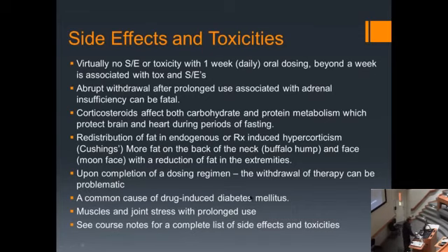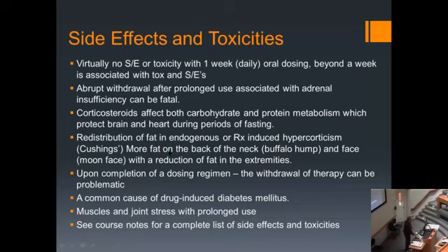It's a common cause of drug-induced diabetes, muscle and joint stress with prolonged use. Why is that a problem? Well, if the patient was using it because of persistent joint pain, they can actually develop muscle and joint pain because of that. So you can't overuse these drugs. And of course, whatever discipline you go into, there's guidelines for how frequent you can give a steroid injection into an inflamed joint. You wouldn't do this every day, maybe every quarter, every 2 to 3 months, right?